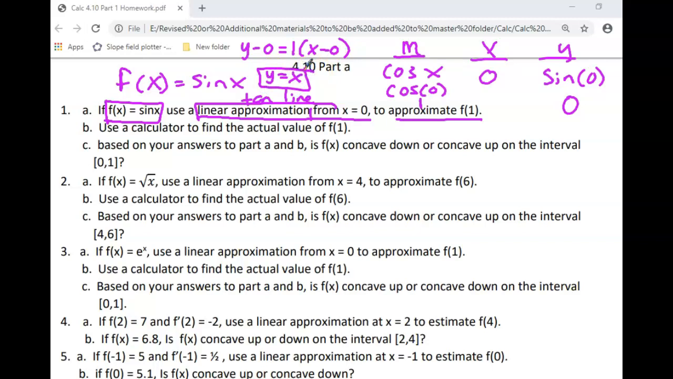Now, I still haven't answered the question yet. The question said, if f of x equals sine x, use a linear approximation at x equals 0. So that's what this is. That's my linear approximation at x equals 0 to approximate what f of 1 is. How can I estimate what f of 1 is? Plug it into what? We're estimating, because does anyone here know what sine of 1 is? There's no answer for that, right? We would have to have a calculator. So we're going to use our tangent line. So f of 1 is approximately the same thing as y of 1. And what is y of 1? 1. Okay?